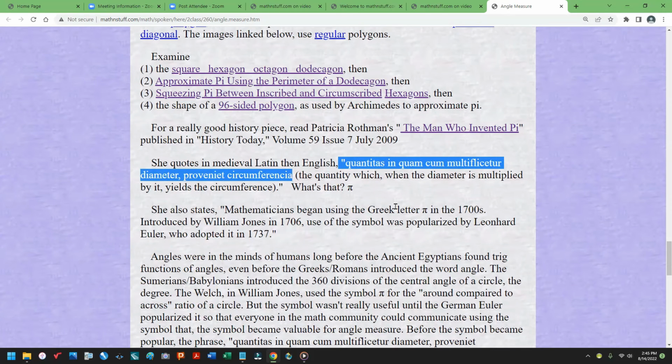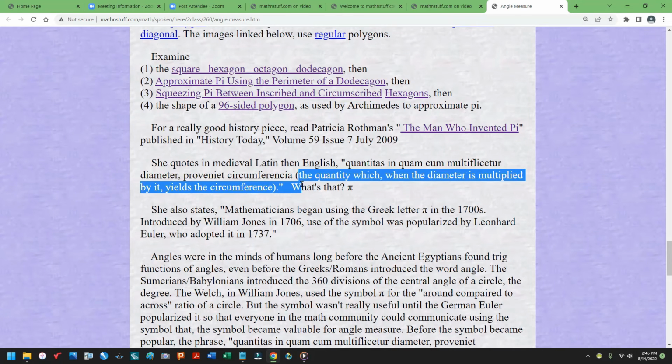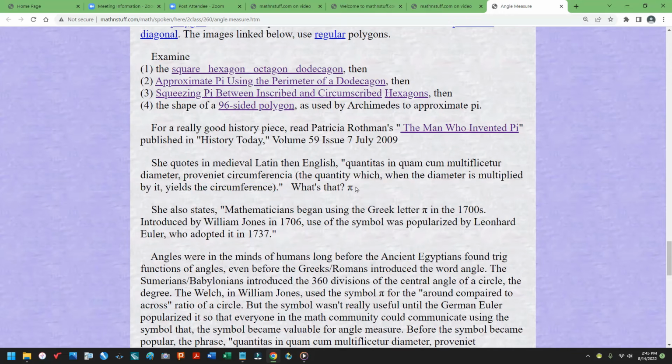That's in Latin. Again, the language of the scholars. And it means the quantity which, when the diameter is multiplied by it, yields the circumference. What's that? That's pi. So the reason she said the man who invented pi is he used this symbol. The symbol replaced the words.